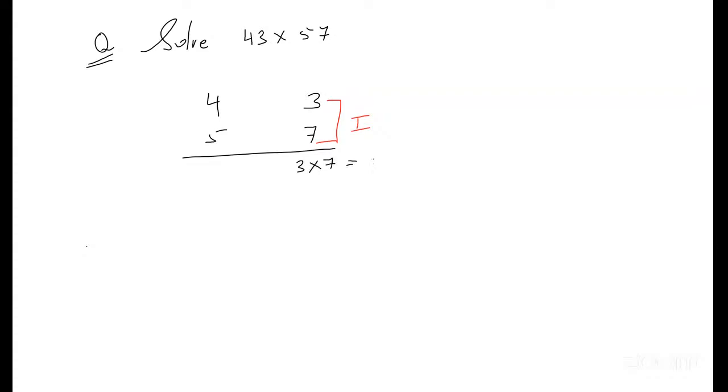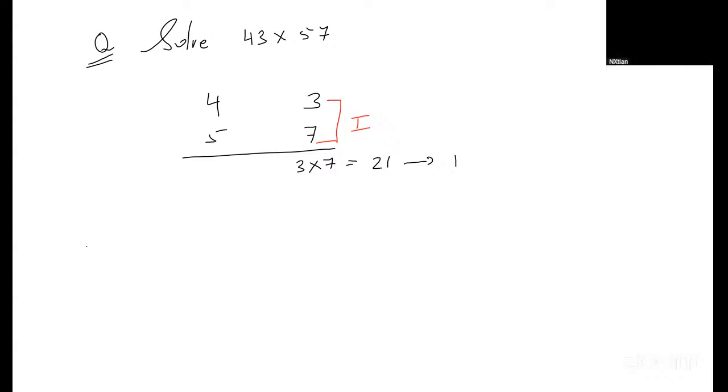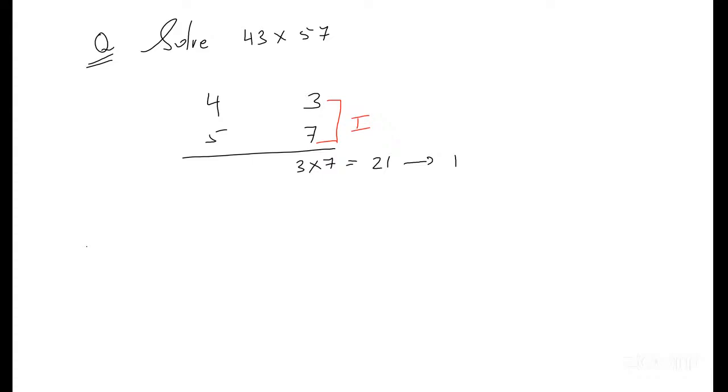21. Okay, 21. But only one we will take. Why? Because both these numbers are just 2-digit numbers. So the answer will come in 1 digit. So only one we will take from here.